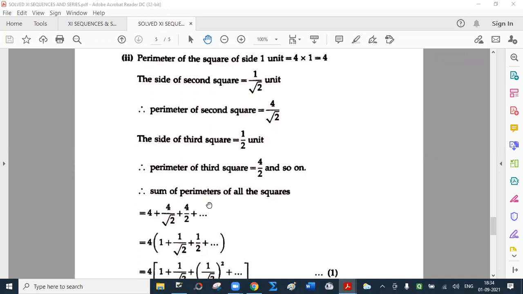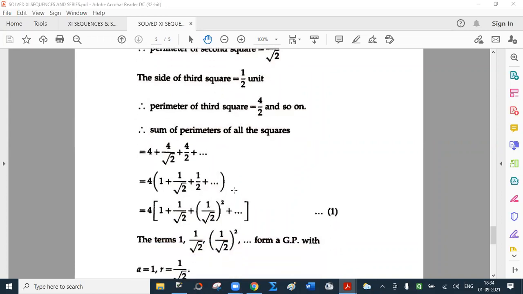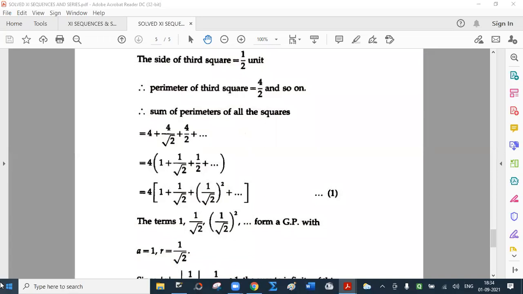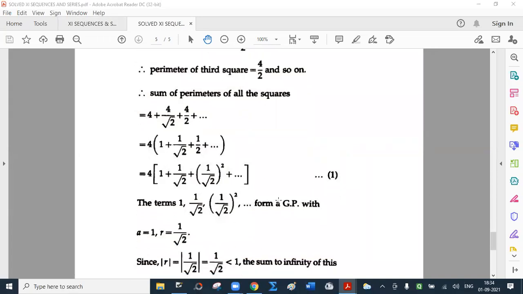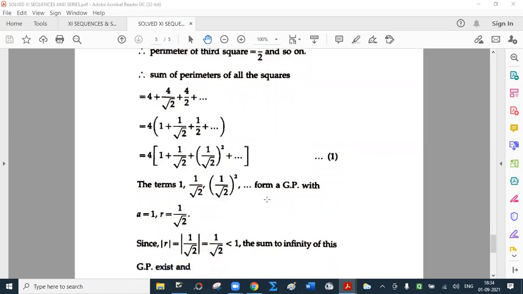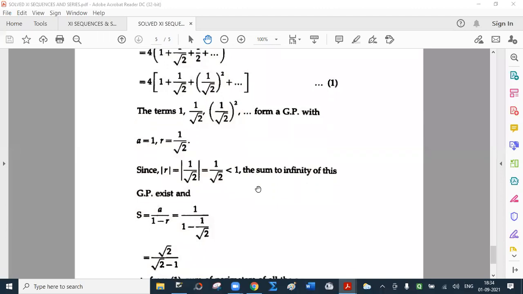So sum of perimeters of all the squares, take 4 common. So 1 plus 1 by root 2 plus half up to infinity. Now can I write half as 1 by root 2 square? Actually I need not, because I can say that these are in geometric progression with first term 1 and common ratio 1 by root 2, right? Now what is the modulus of common ratio? It is less than 1. So sum to infinity exists and it is given by a upon 1 minus r. Substitute the values to get what? Root 2 upon root 2 minus 1.